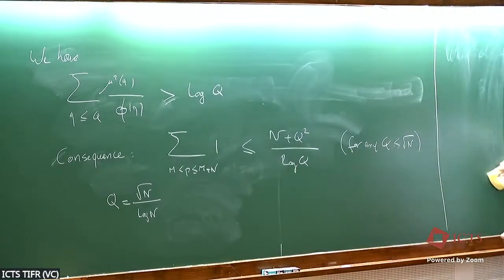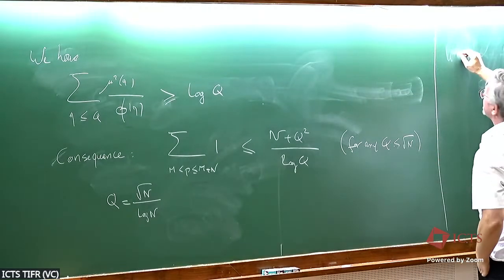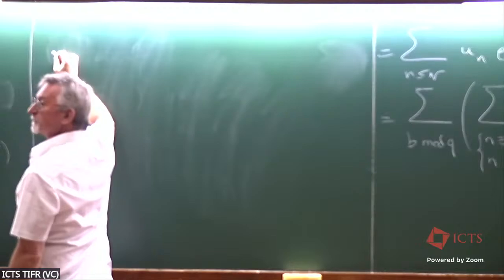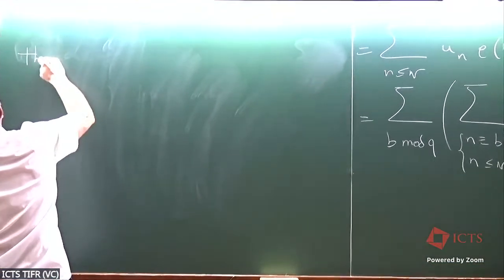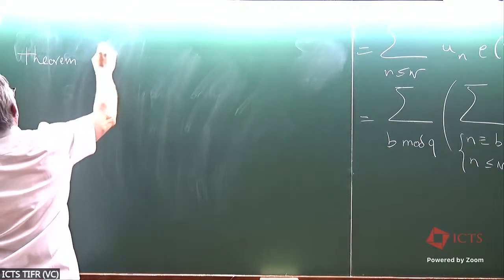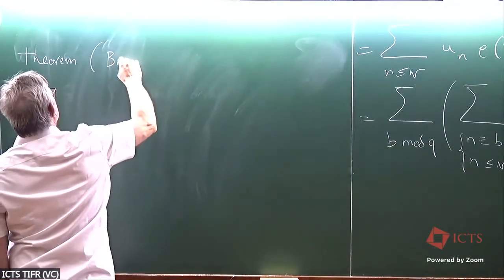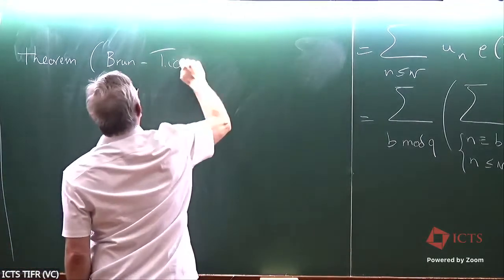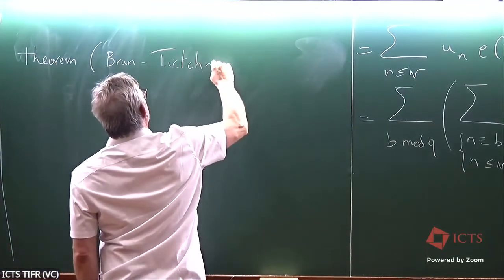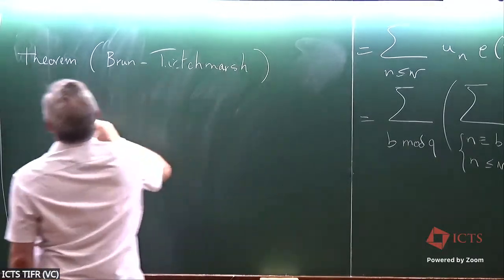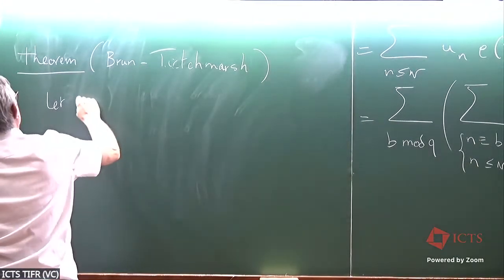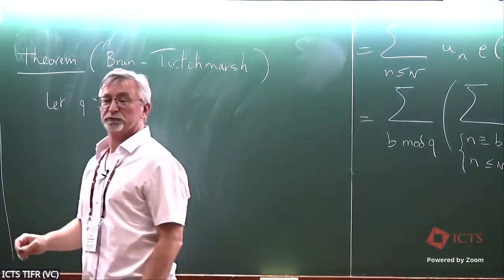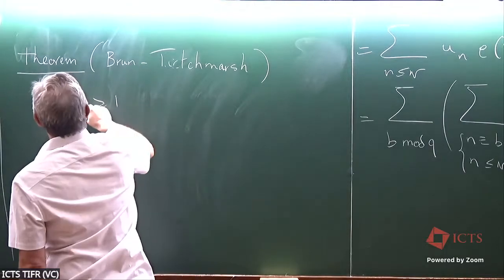What we have proved, I'm going to save a bit of ink, and I'm going to state a more general theorem. Theorem, and you're going to hear this name again and again, Braun-Titchmarsh theorem. Let Q be larger than 1, that's a modulus. Let K larger than 1, sorry, because otherwise I'll get confused.